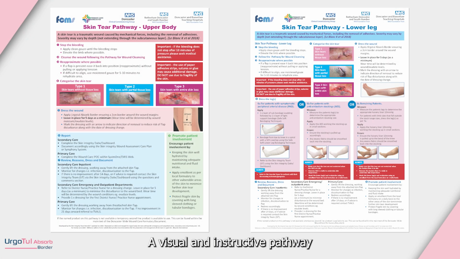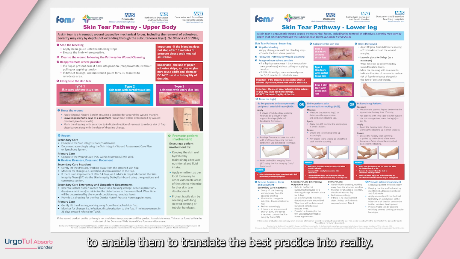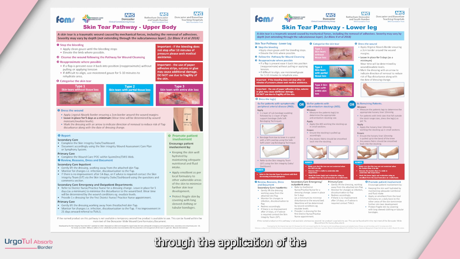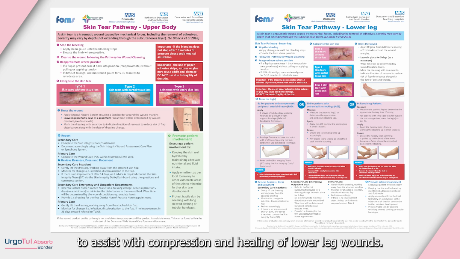A visual and instructive pathway was developed with steps for the care provider to follow to enable them to translate the best practice into reality. The pathway starts with first aid requirements, including controlling any bleeding, cleansing the area and reapproximating the skin tear edges. The pathway then continues into treatment through the application of the UrgoTul Absorb Border and onto the assessment and continued management requirements. However, the lower body skin tear section includes an addition of a hosiery 10mm of mercury liner to assist with compression and healing of lower leg wounds.